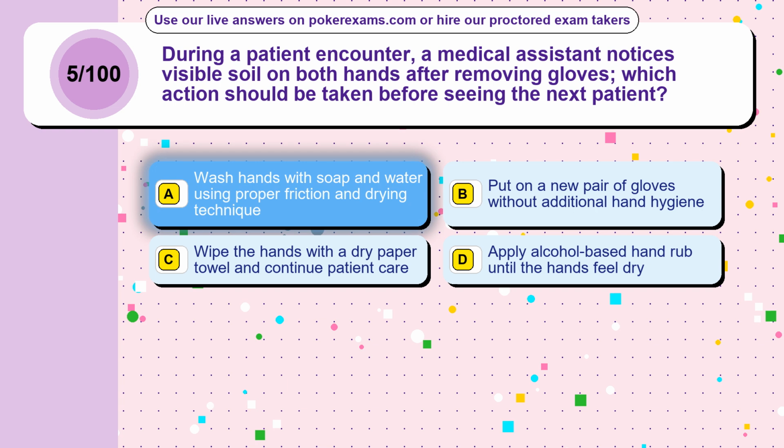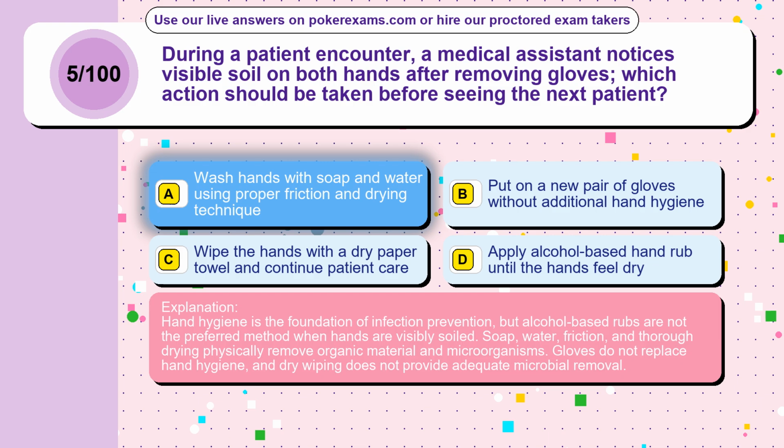The correct answer is option A. Wash hands with soap and water using proper friction and drying technique. Hand hygiene is the foundation of infection prevention, but alcohol-based rubs are not the preferred method when hands are visibly soiled. Soap, water, friction, and thorough drying physically remove organic material and microorganisms. Gloves do not replace hand hygiene, and dry wiping does not provide adequate microbial removal.